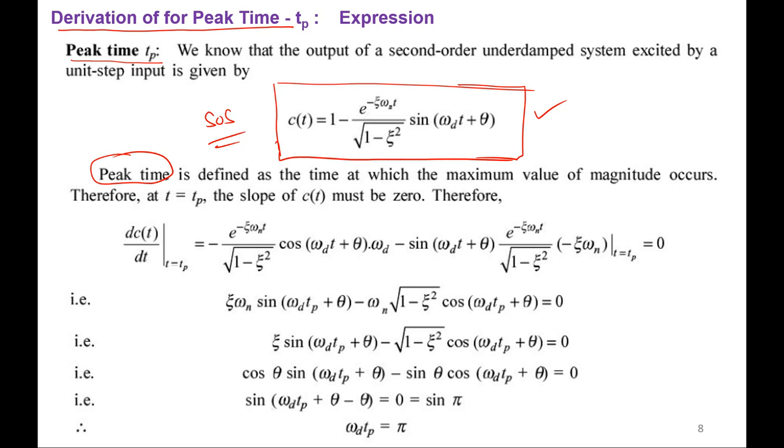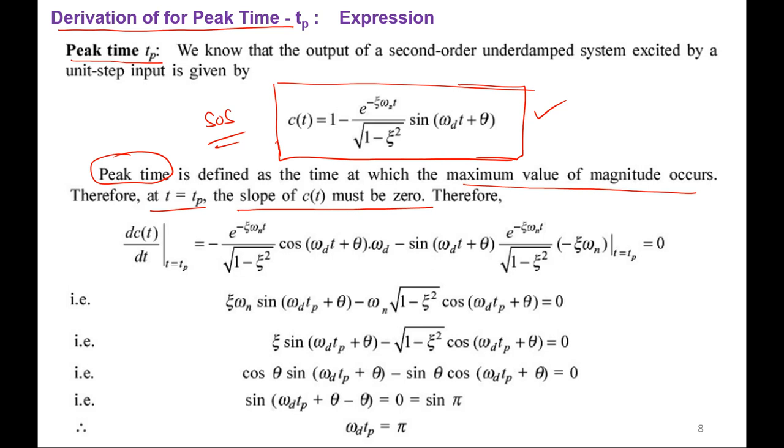Peak time is defined as the time at which the maximum value of the magnitude occurs. Yes, maximum value of the magnitude occurs. This is fine. Therefore, at time t equal to Tp, the slope of C of t must be 0 because it is parallel, right? So the slope of C of t must be 0.